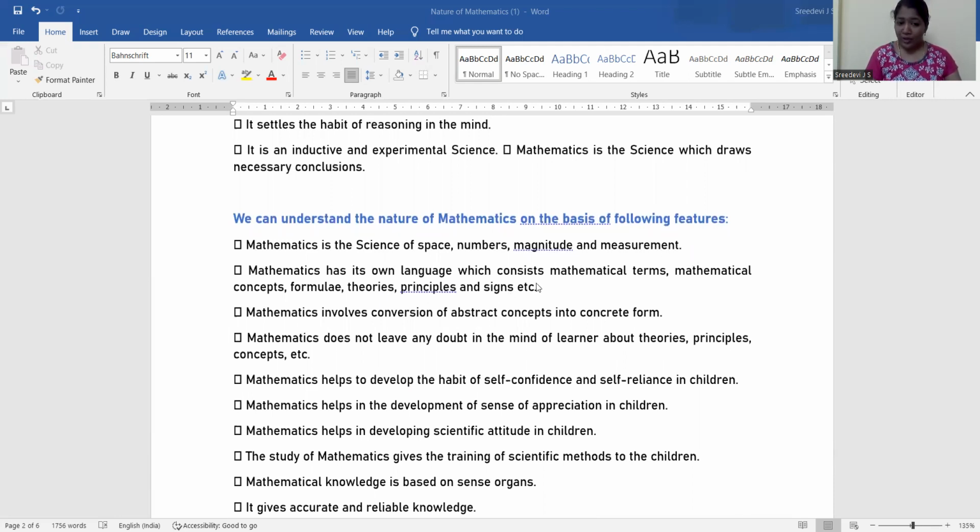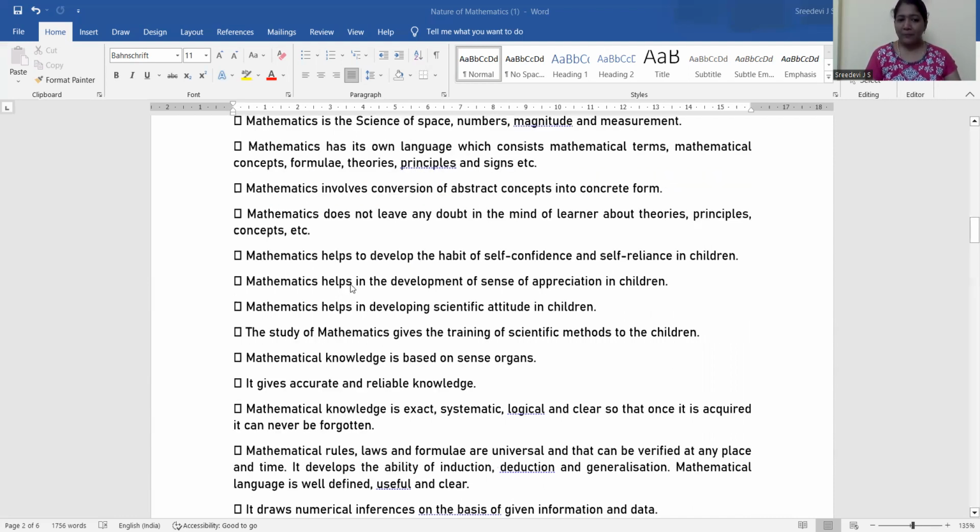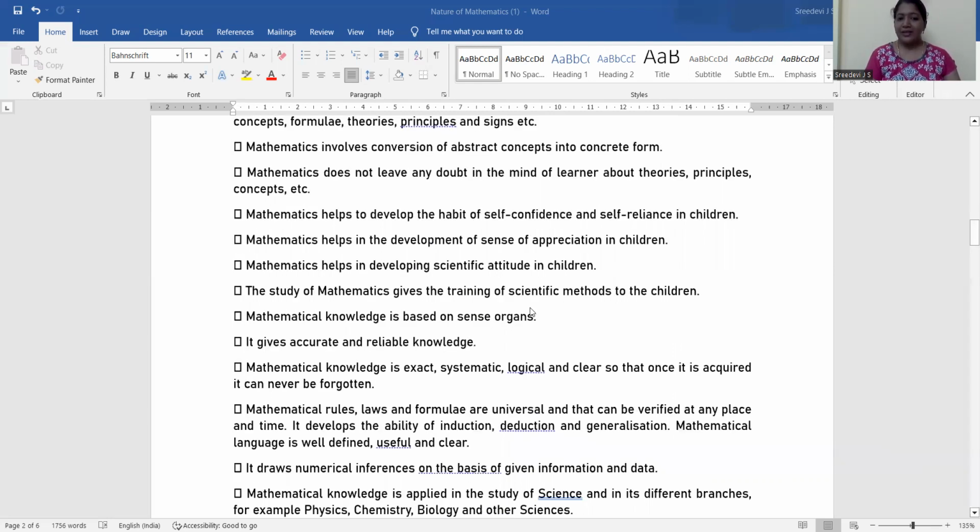Mathematics has its own language which consists of mathematical terms, mathematical concepts, formulae, theory, principles, and signs. Mathematics involves conversion of abstract concepts into concrete form. And mathematics does not leave any doubt in the mind of the learner about theories, principles, concepts, etc. Mathematics helps to develop the habit of self-confidence and self-reliance in children. Mathematics helps in the development of a sense of appreciation in children. Mathematics helps in developing scientific attitude in children. Then, the study of maths gives training in scientific methods to the children.